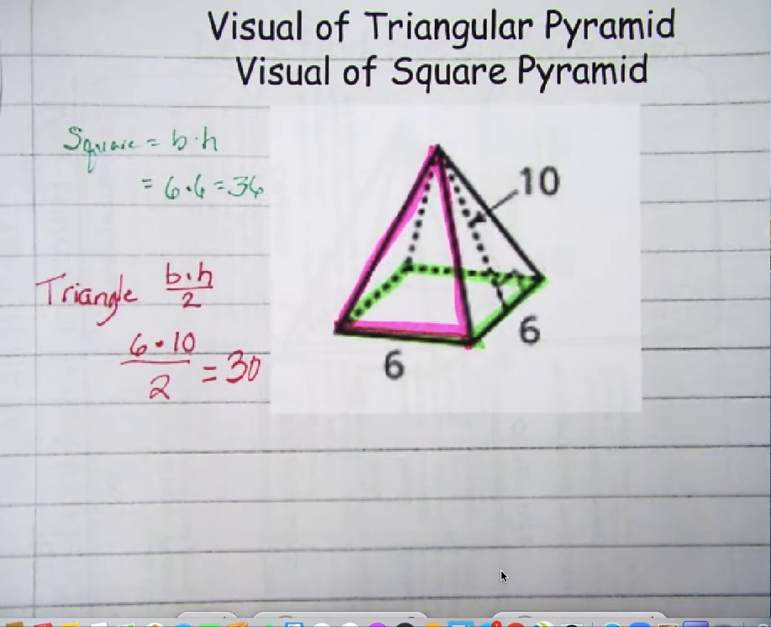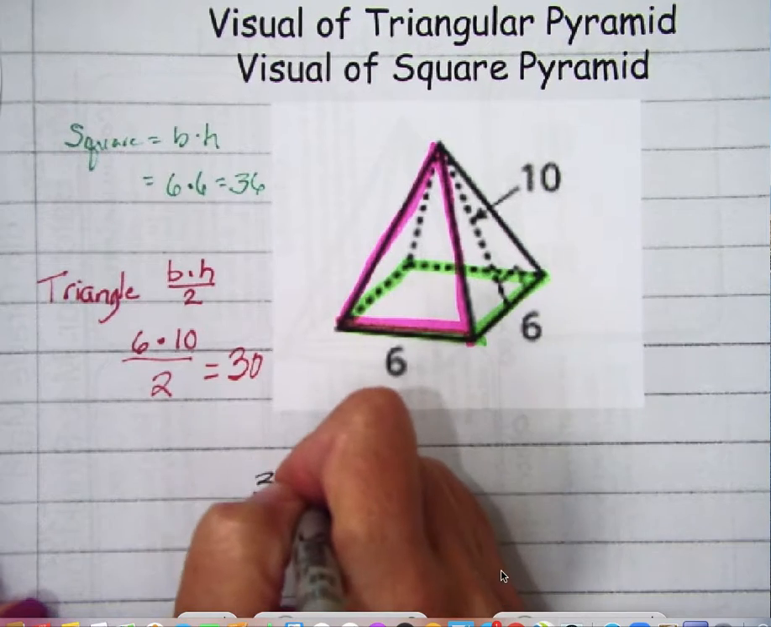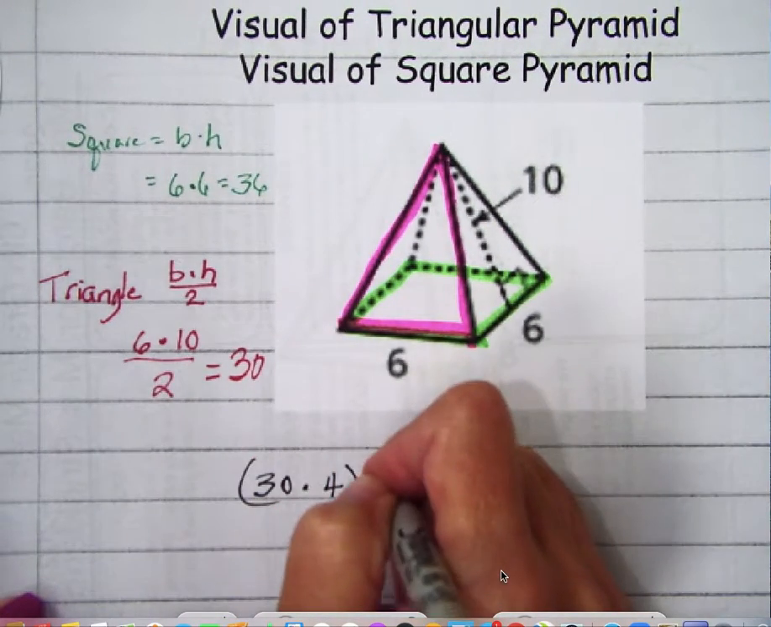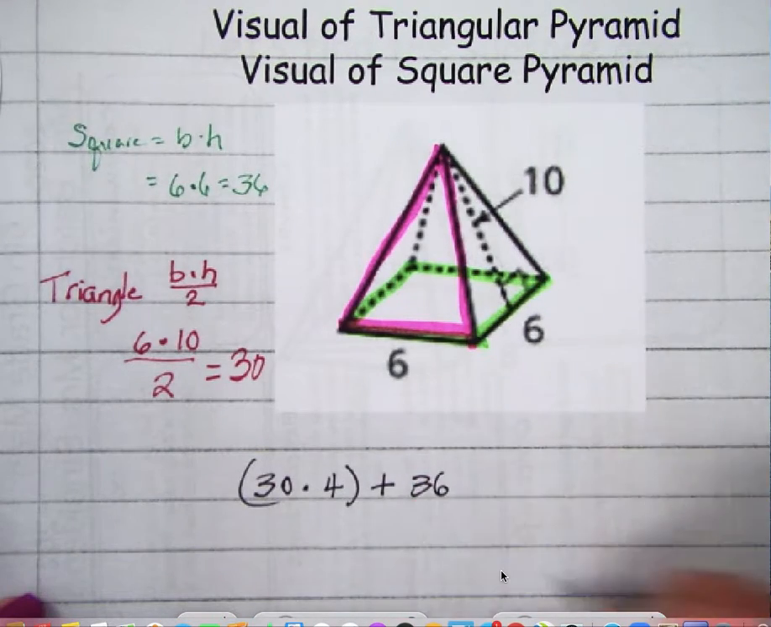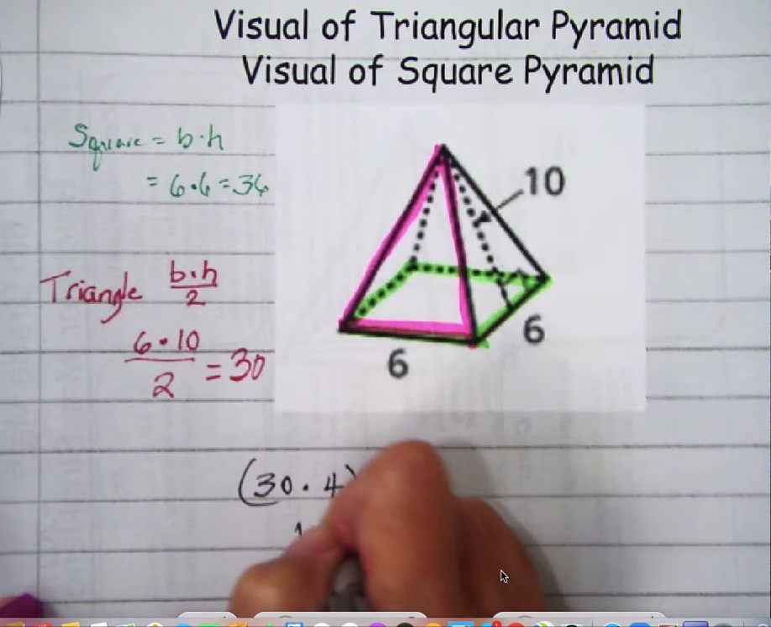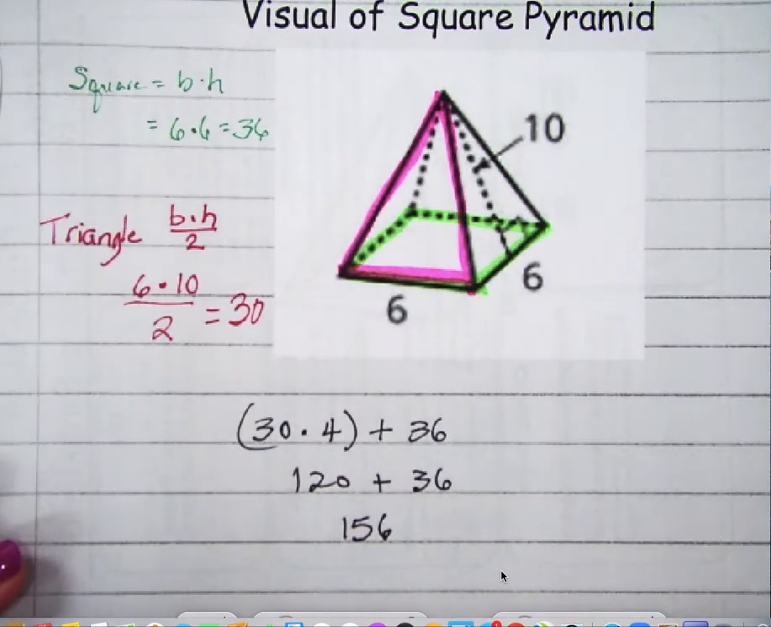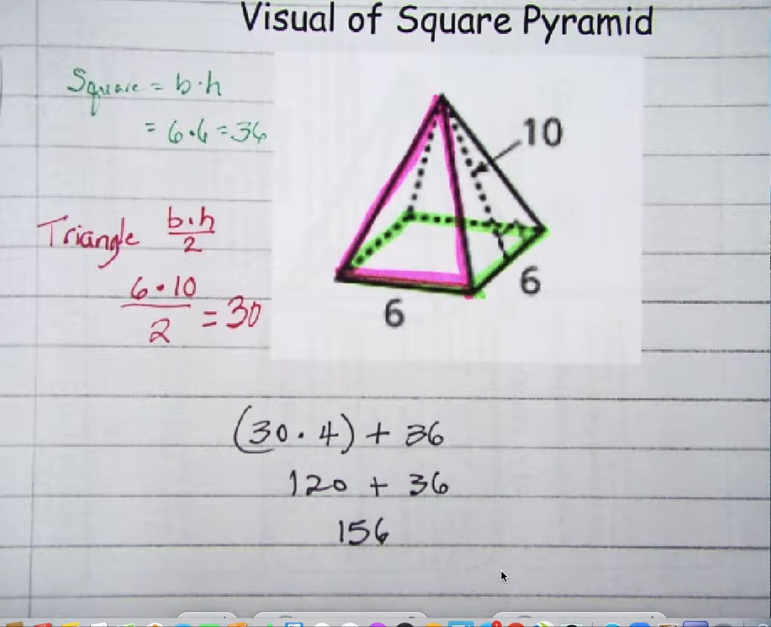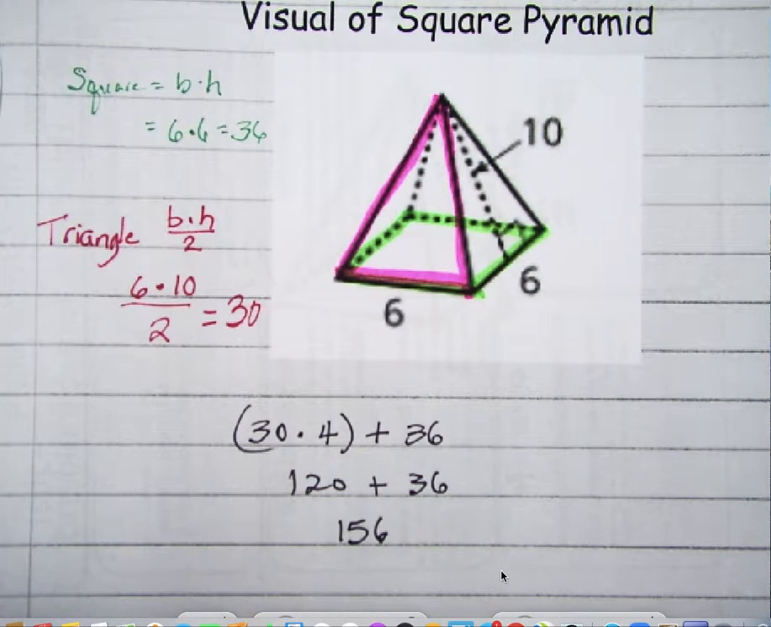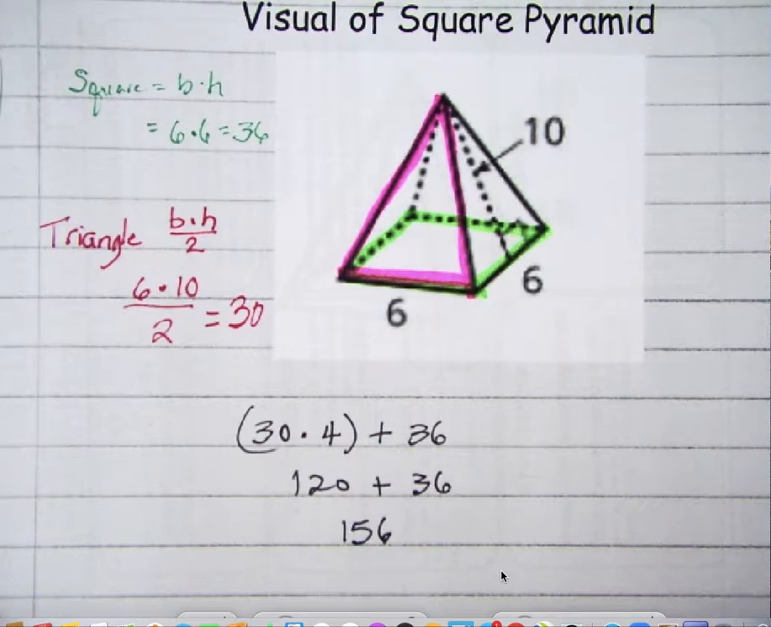So how many triangles do we have that are 30? Well, we've got 4 of them. So we can multiply 30 times 4, and then to that we can add our 36. 30 times 4 is 120 plus 36. So the surface area of this square pyramid is 156. Any questions? Again, it's a lengthy process, but it's not difficult as long as you break things down.